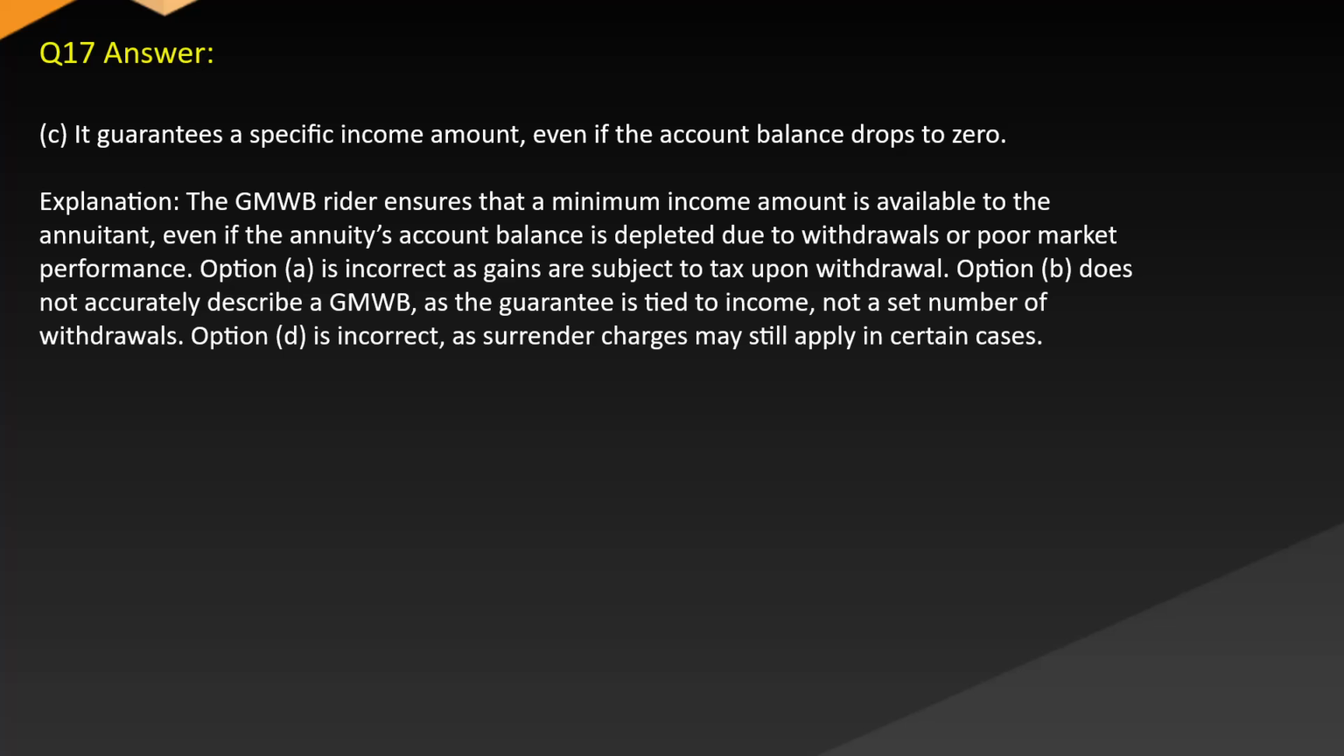Answer: C. It guarantees a specific income amount even if the account balance drops to zero. Explanation: the GMWB rider ensures that a minimum income amount is available to the annuitant even if the annuity's account balance is depleted due to withdrawals or poor market performance. Option A is incorrect as gains are subject to tax upon withdrawal. Option B does not accurately describe a GMWB as the guarantee is tied to income, not a set number of withdrawals. Option D is incorrect as surrender charges may still apply in certain cases.